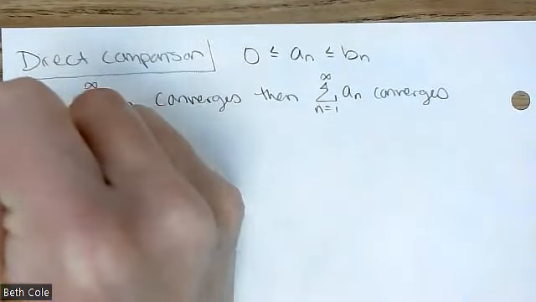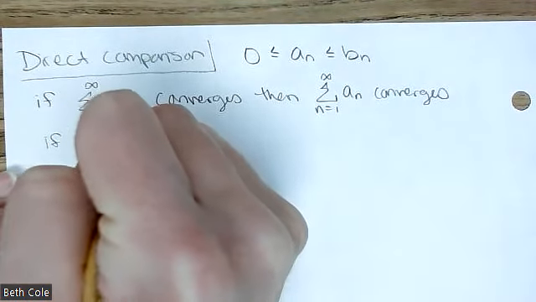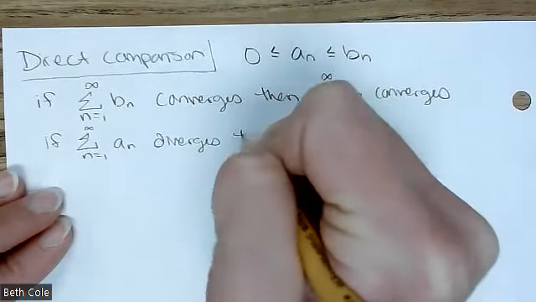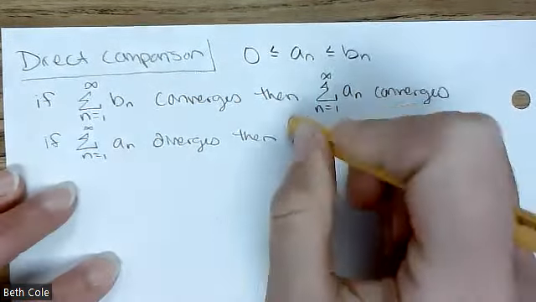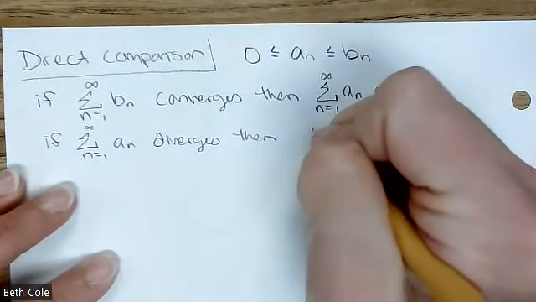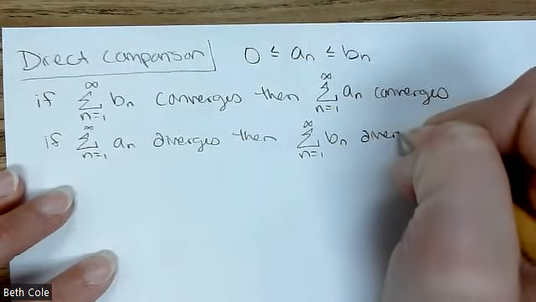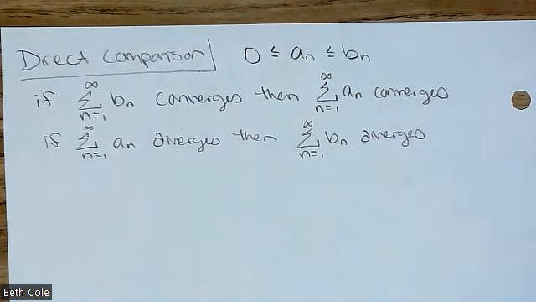Then the other way around, if A diverges, then, whoops, that's a horrible sigma, then B diverges. So if the smaller one heads off towards infinity, then the bigger one is going to head off towards infinity too. Does that make sense? Like if the smaller one diverges, it makes sense. And so like I get all that.